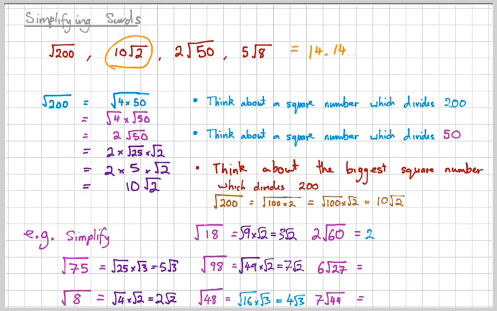Okay. 2 root 60, don't be put off by that 2, you just look at 60. The biggest square number that divides 60 is 4, so it's 2 times the square root of 4 times the square root of 15. This ends up being 2 times root 15, which ends up being 4 root 15. 6 root 27, biggest square number that divides 27 is 9, so you end up with 18 root 3. And finally, the biggest square number that divides 44 is 4.